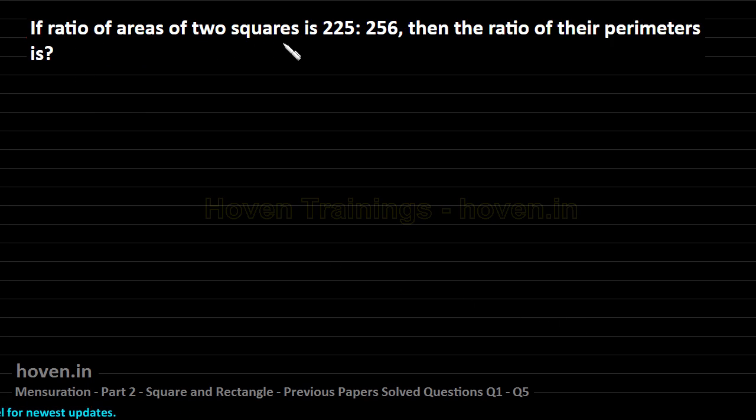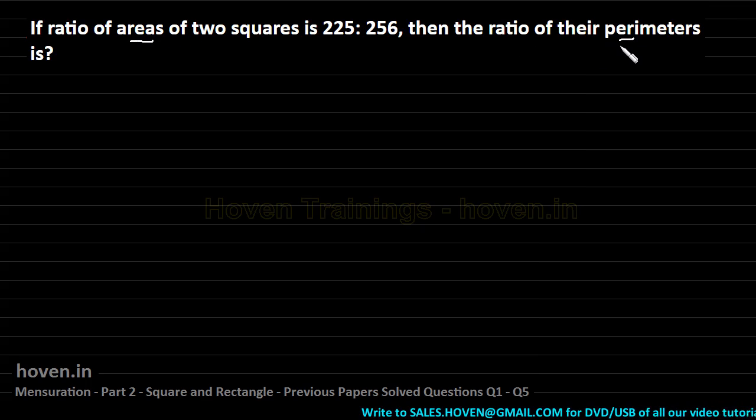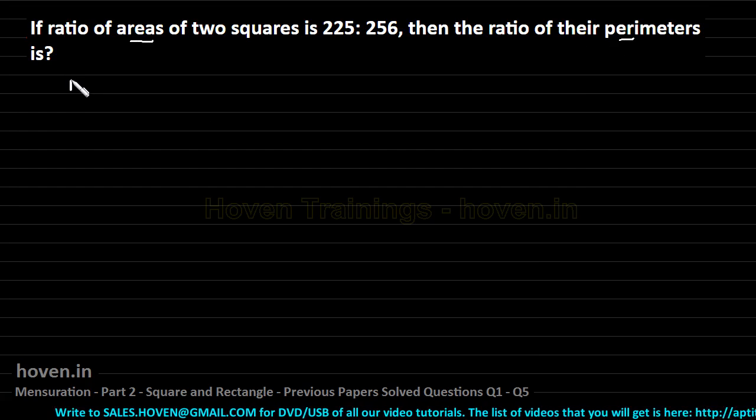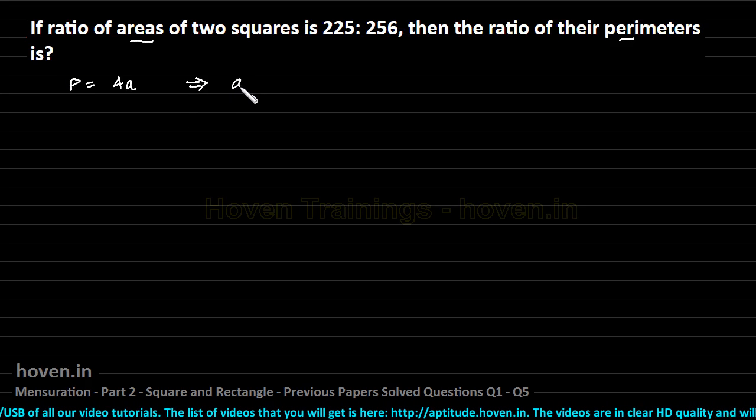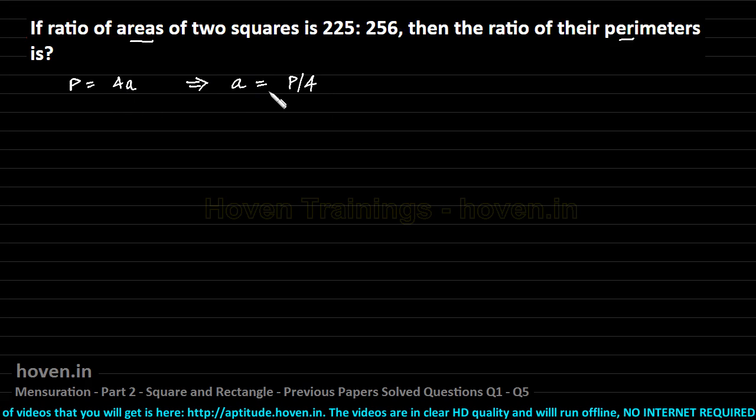If the ratio of areas of two squares is 225:226, we have been given area and the ratio of their perimeters. So the game is between the area of a square and its perimeter. Let us try to find out a relation between the area and the perimeter. Let us do so. We know that perimeter P is equal to 4 times the side of a square, which implies that the side of a square is equal to P by 4. So the side of a square is P by 4. Keep it in mind.